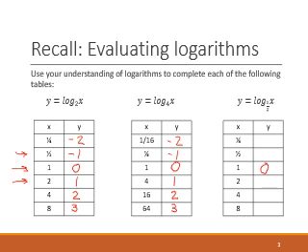One thing to point out here is that you might notice that every one of these tables has this same point, 1 comma 0. That's something that we will discuss again once we actually look at some of these graphs. So there are the tables for these three log functions, and now we'll actually go look at their graphs one at a time.